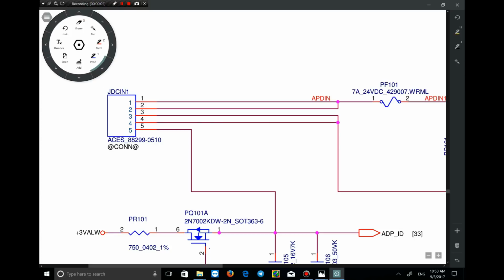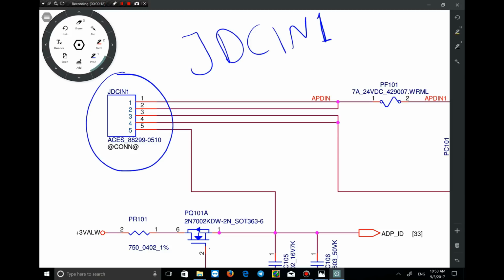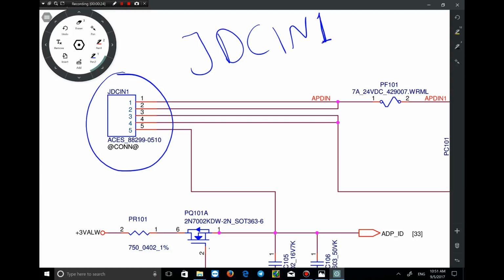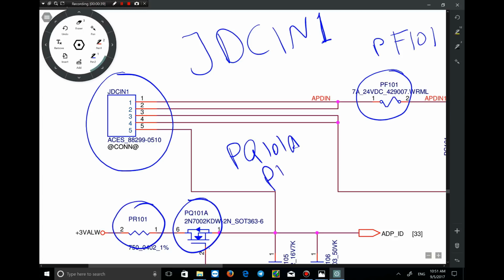As you can see, this is the adapter jack JDCIN1. It means DC input jack of the adapter. Its code is 1. There are many components in here. Let me show you some. This is PF101 or PQ101A or PR101, or the capacitors are PC101, 102, and so on.